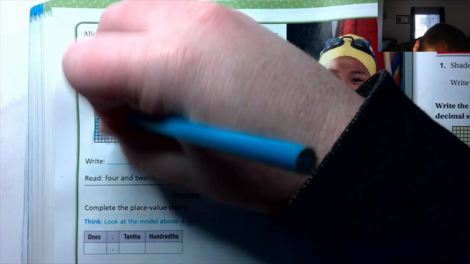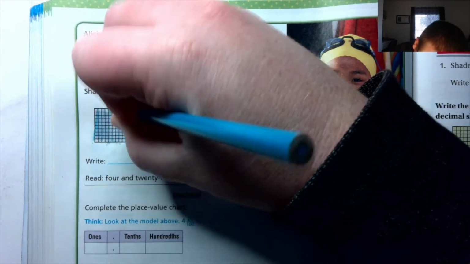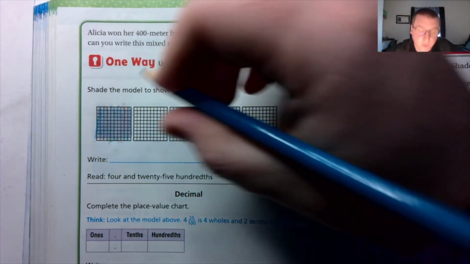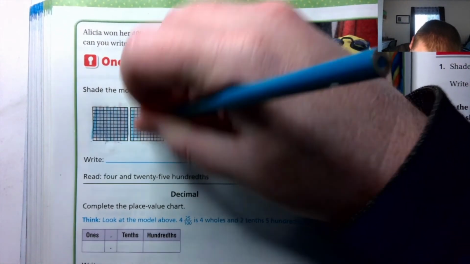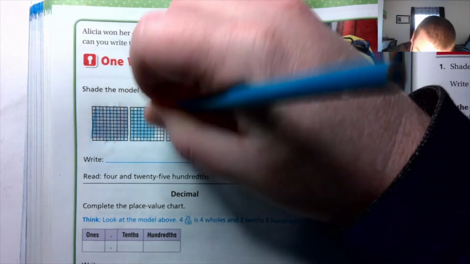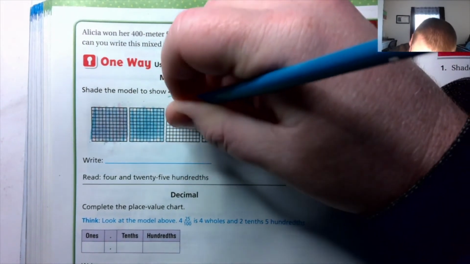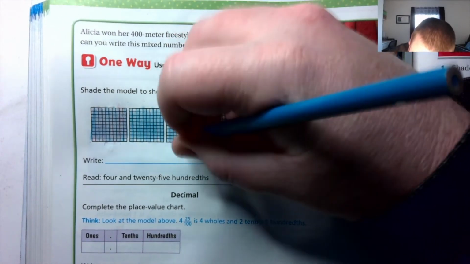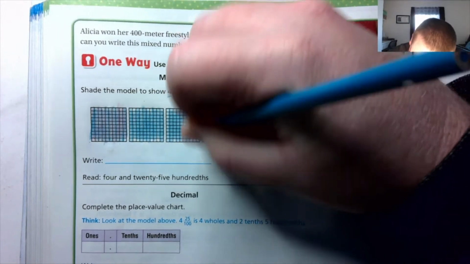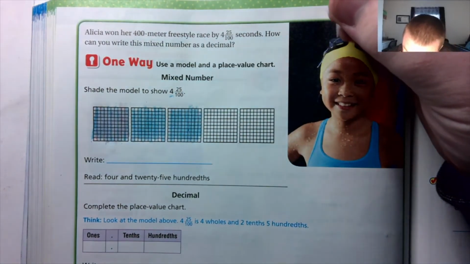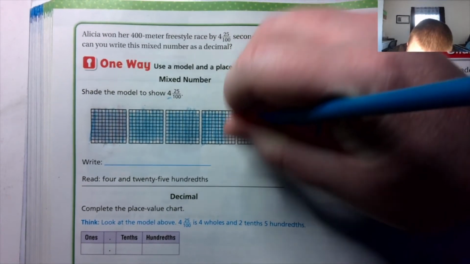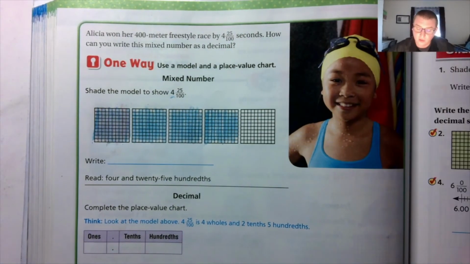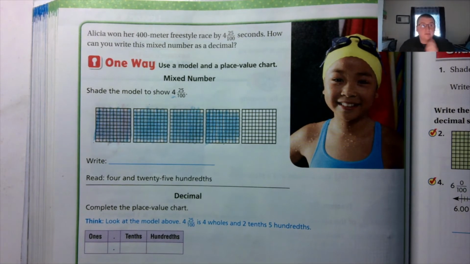That's better. There we go. So we're going to completely shade in 4 of these flats to get our 4, because that's a whole number. It doesn't need to be perfect or beautiful, we just need to know that these are all shaded. So that's 1, 2, 3, and this is number 4. Okay, so 4 flats completely shaded in.